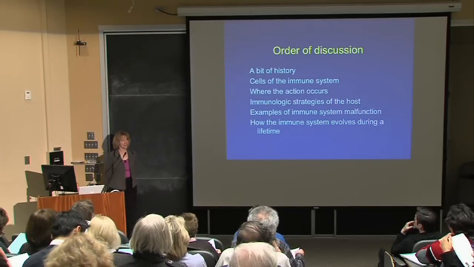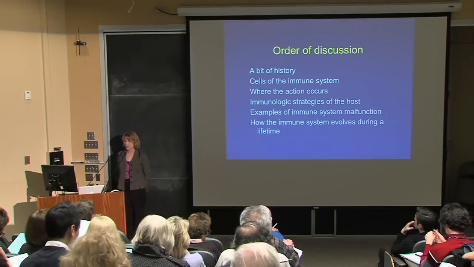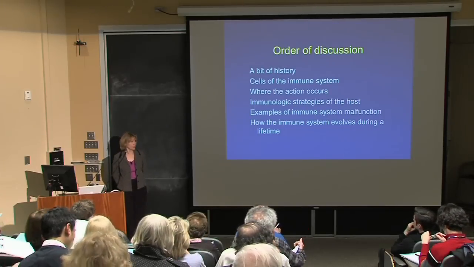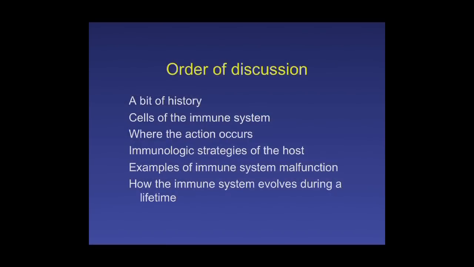So our order of discussion tonight, first we'll do just a little bit of history to put things in perspective. We'll talk about the cells of the immune system, about which you'll hear much more next week from Tony DeFranco. We're going to talk about where the action occurs, the immunologic strategies of the host in general, examples of immune system malfunction, and then also how the immune system evolves over a lifetime, because our experiences as an immune host play a big role in our overall health.